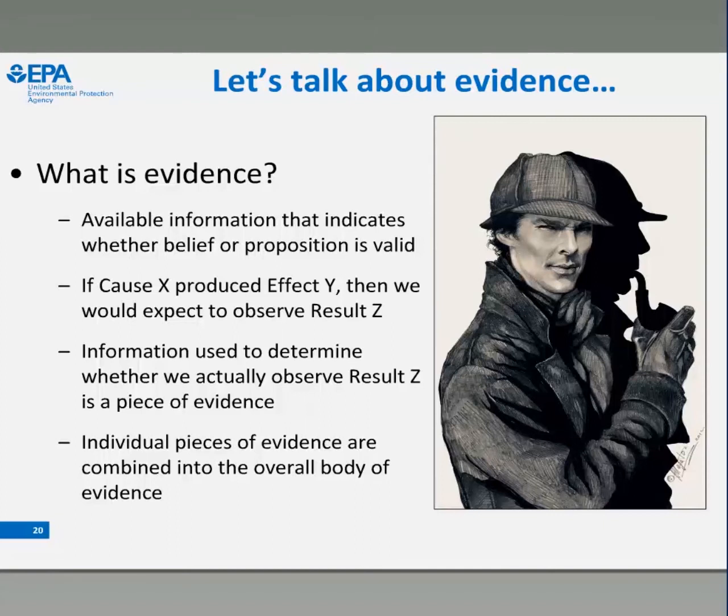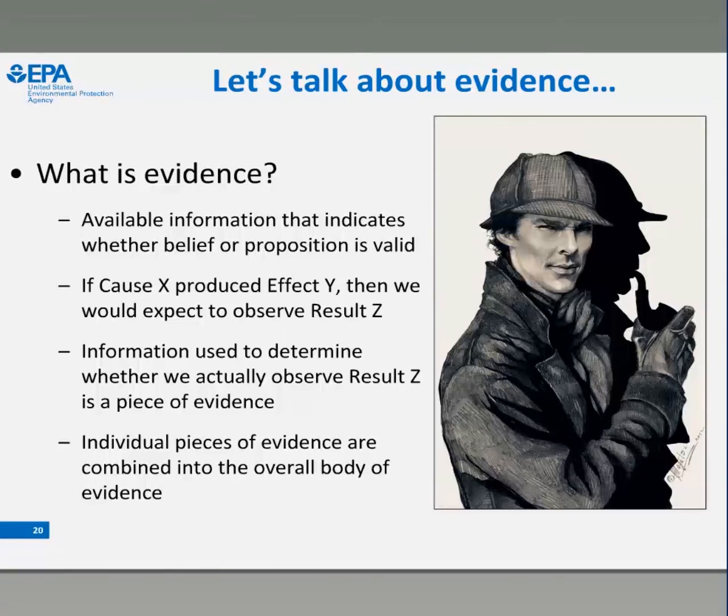If a specific cause X produced the specific effect Y, then we would expect to see result Z. For example, if we think low dissolved oxygen caused a fish kill, then we might expect to observe low dissolved oxygen concentrations at the site of the fish kill. Any information or data or analyses that we use to determine whether we actually observe this result, say low dissolved oxygen concentrations at the fish kill site, is a piece of evidence.